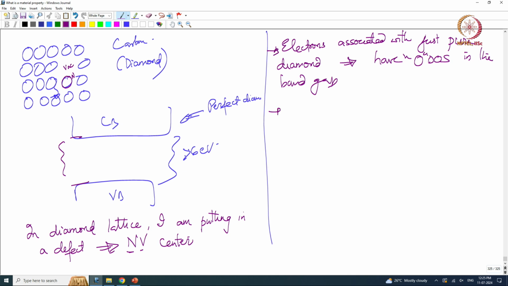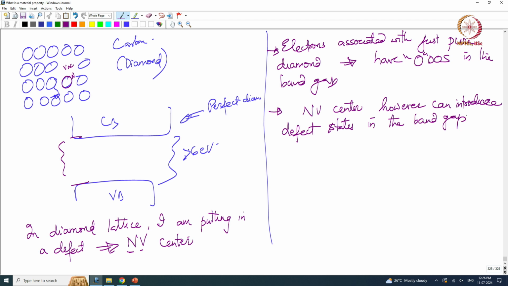Okay. However, when I put in an NV center, it can introduce defect states in the band gap, depending on the charge of the NV center, for example NV minus. This nitrogen and vacancy can have a charge associated with it; it is not charge neutral. I can create a couple of defect states. I am not going into details of these defect states, that also depends on the spin of the electrons sitting in these defects. These electrons in the band gap are localized to the NV center. They do not belong to the rest of the diamond crystal, but are localized to the NV center.